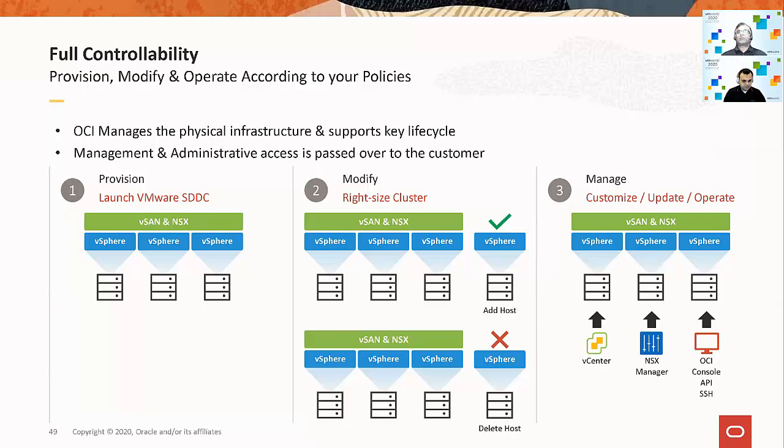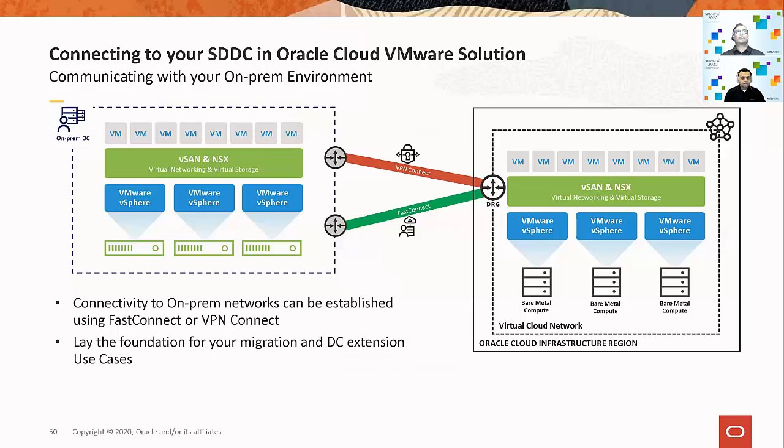Next slide, please. Thank you. Connecting across your SDDC to on-prem environment, we've got FastConnect, which is always going to be the preferred method, because using that, if you have link mode configured, you can do vMotions between your on-prem and cloud environments as well.